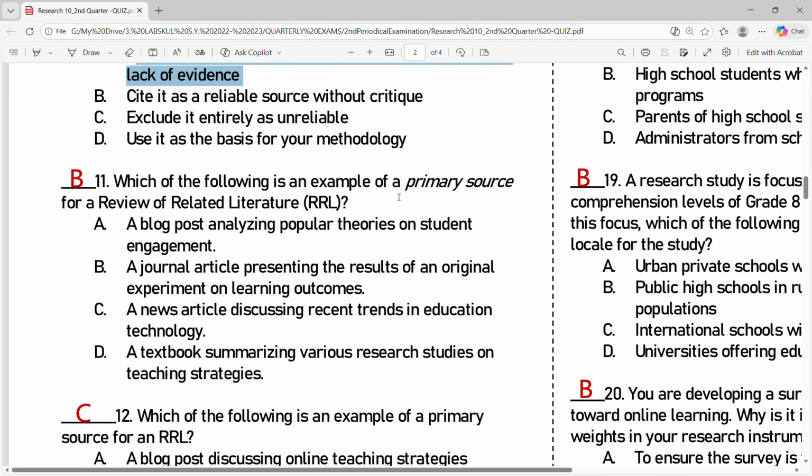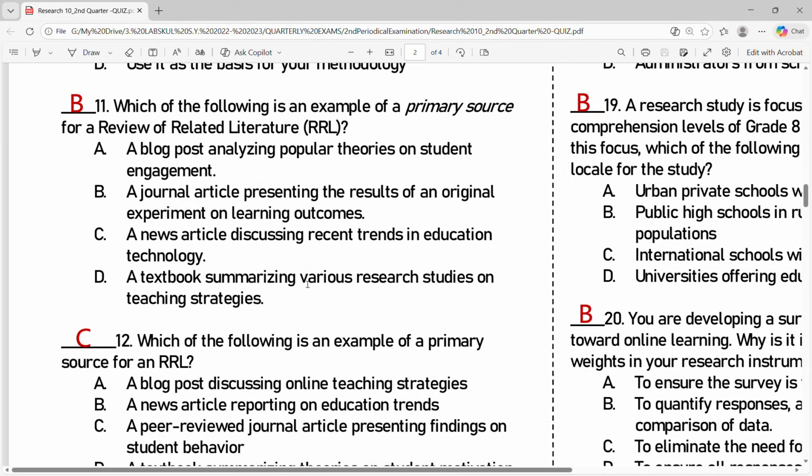Next, number 11. Which of the following is an example of a primary source for review of related literature? I think I have just introduced to you earlier about primary source. So the correct answer here is, of course, letter A, letter B, I'm sorry. A journal article presenting the results of an original experiment on learning outcomes. So may result, basta may findings gini from a journal article, published journal article that's primary source. So ang atin nga mga news article, atin mga textbooks, blog posts are usually secondary source.